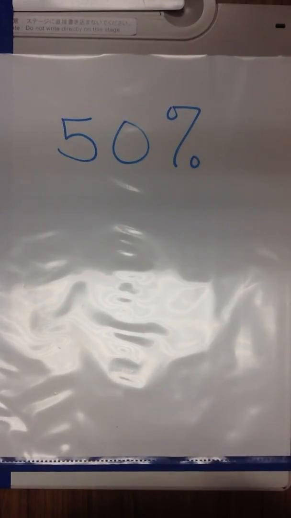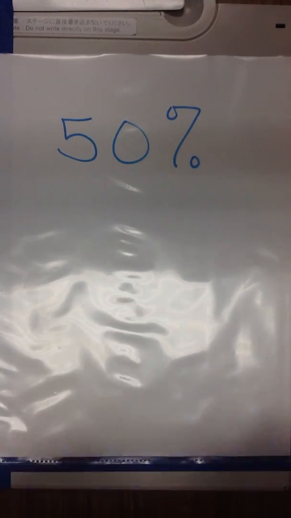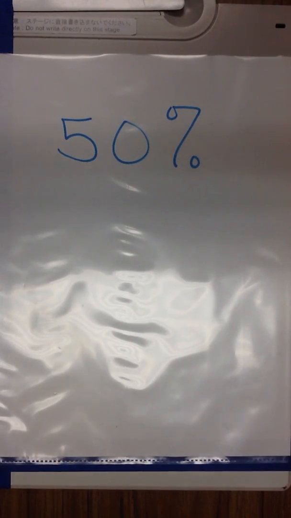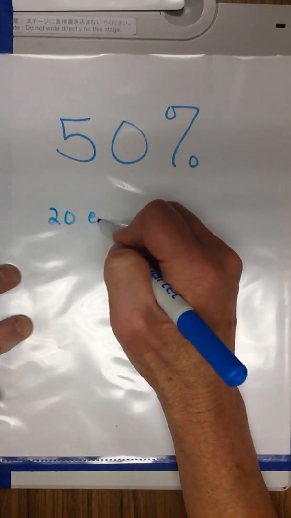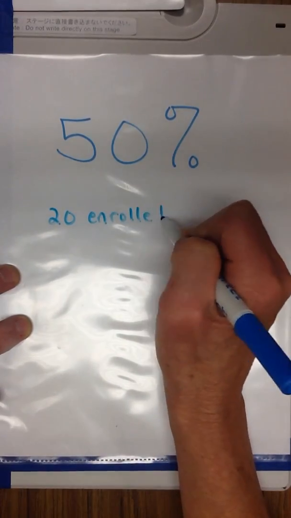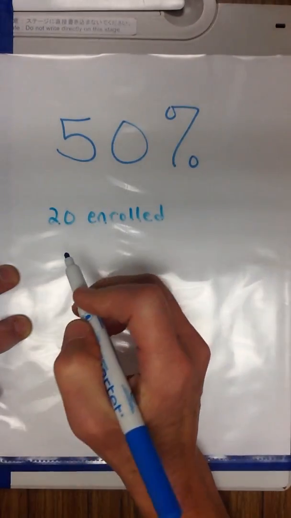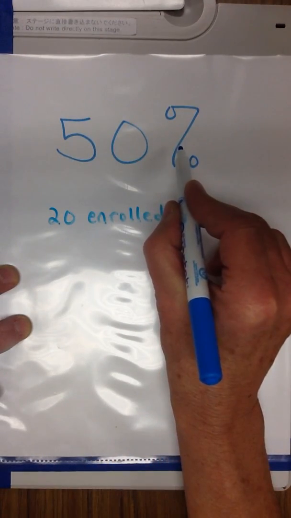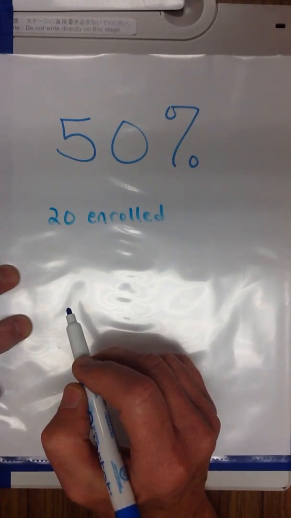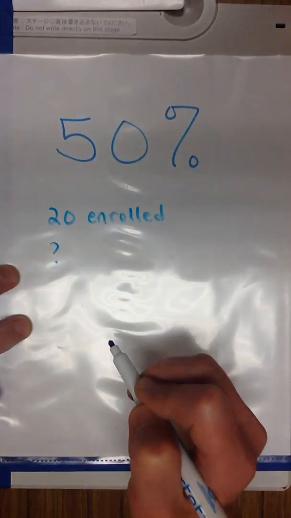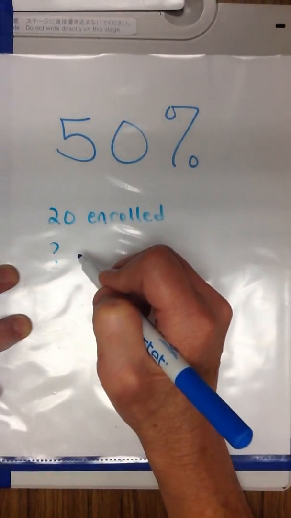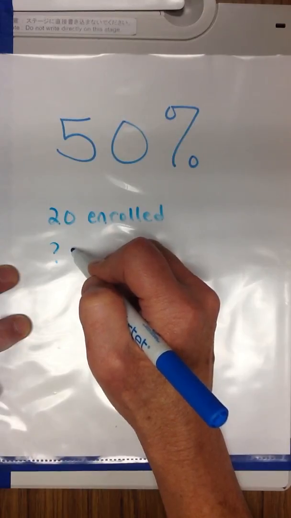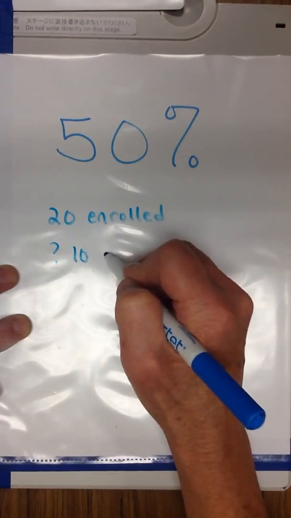Now, you may not be a master of percent math at this point, but I bet that I could create a percent word problem that you could easily solve. So here it is. Let's say that I have 20 students enrolled in my adult literacy class, and that 50% of the enrolled students were present yesterday. The question is, how many students were present yesterday? I would be willing to bet that everyone listening to this video could tell me that there were 10 students present yesterday.